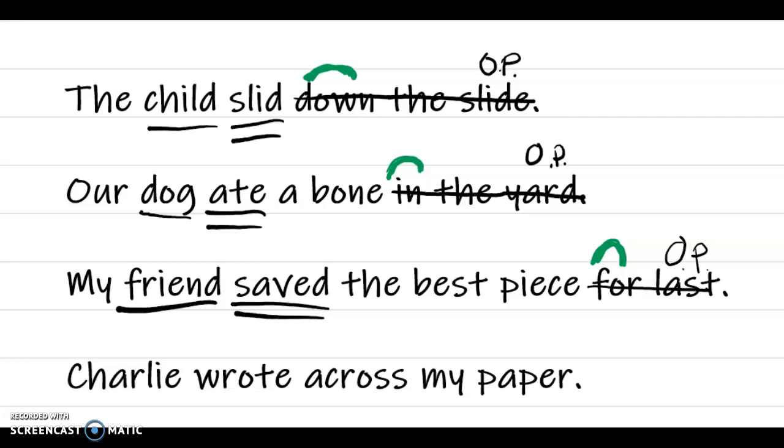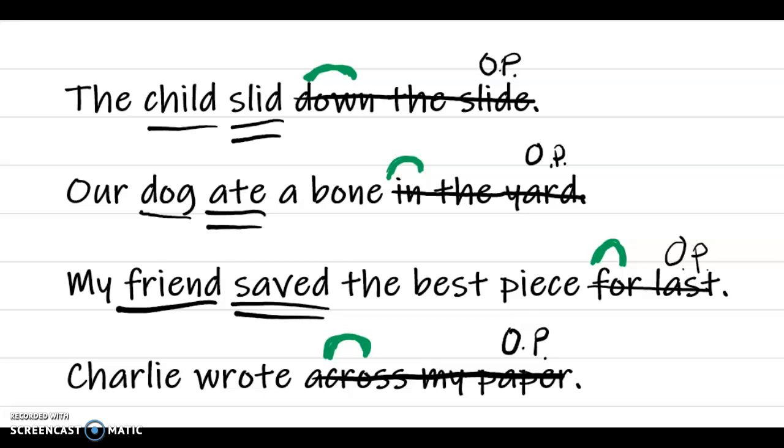Charlie wrote across my paper. Do you see any prepositions there? Sure, across is a preposition. I think that's the first one that's on our list, or close to one of the first ones on our list. So we go ahead and we mark it. And then we keep crossing out until we get to our noun or pronoun. Is my a pronoun? Nope. Paper, yes, a noun. So we mark that object of the preposition. We have our prepositional phrase, across my paper.